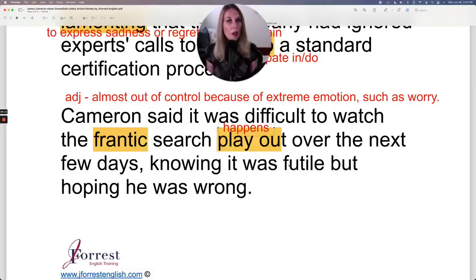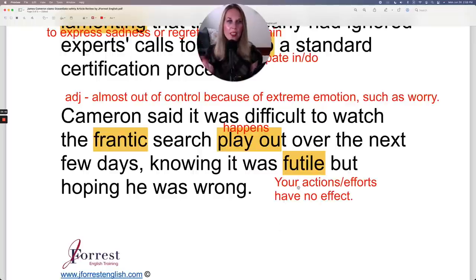Because remember, well, first let me explain what futile means. Futile is to say that your actions will have no impact, no influence, no benefits. So something's futile. In this case, it's futile. Your action of searching for these survivors is futile because there are no survivors. There was a catastrophic implosion. So the ship is gone. The submersible is gone. That's why the search was futile. So futile is when your actions or your efforts have no effect.